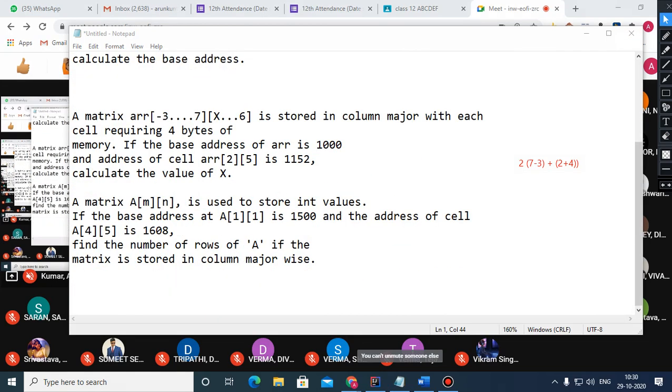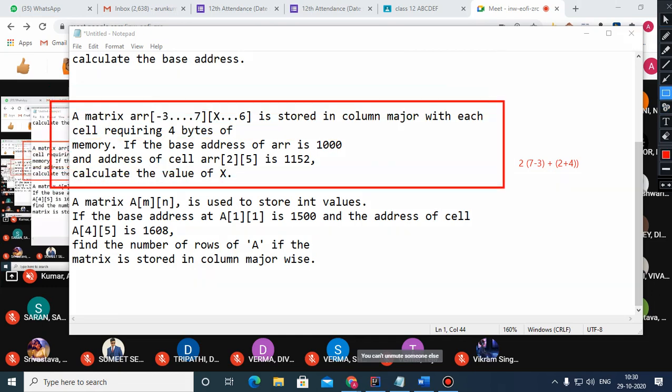Okay, now just try to solve this question, in which you have to calculate the value of LC, which is X. And this LC is nothing but the lower limit of the column. The base address is given as 1000, which is the address of the first element, and the address of the element at index 2 comma 5 is 1152. Anybody else?